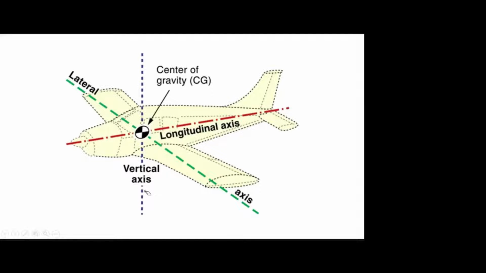Sometimes in the definition of angle of attack or some other definitions, they will use the angle between the chord line and the longitudinal axis, like that they will mention. So at that time you should know which is the longitudinal axis and which is the lateral axis.